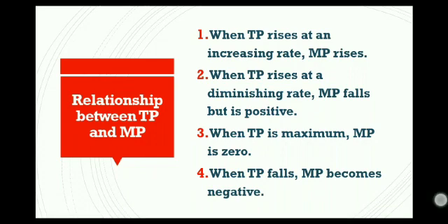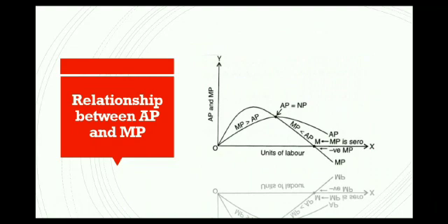Next, relationship between AP and MP. AP is average product, MP means marginal product. You see here in this diagram, the relationship between AP and MP has been shown.